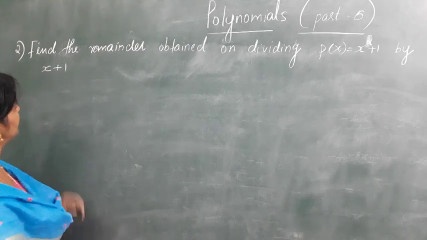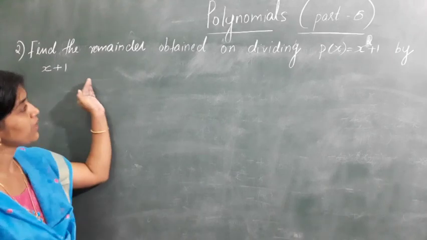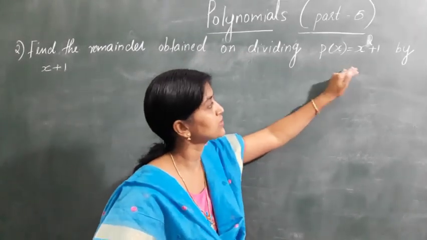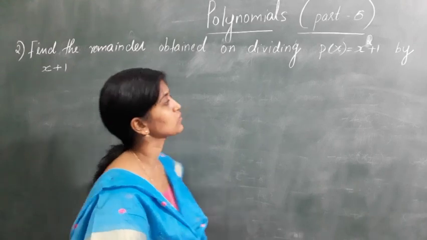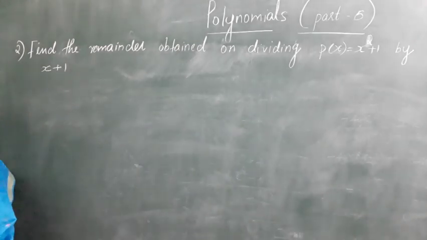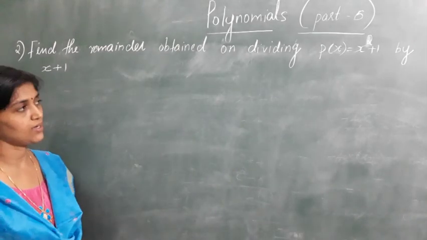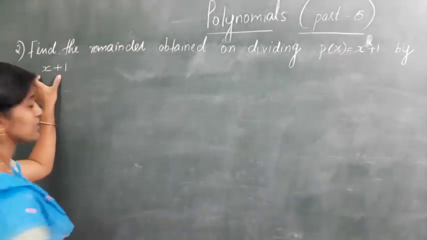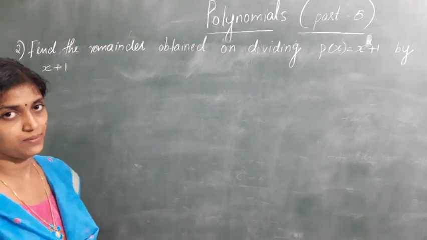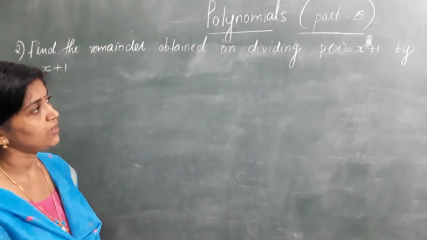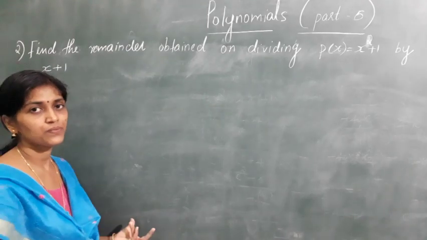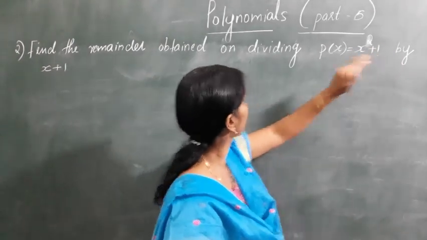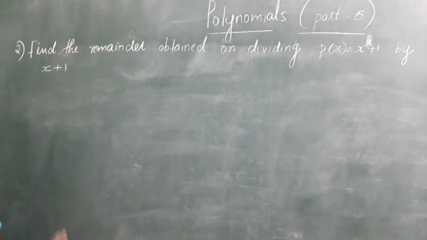Next question. Find the remainder obtained on dividing p of x is equal to x square plus 1 by x plus 1. Okay, p of x is a polynomial and x plus 1 is a binomial. Here x square plus 1 by x plus 1, both are binomials, no problem.